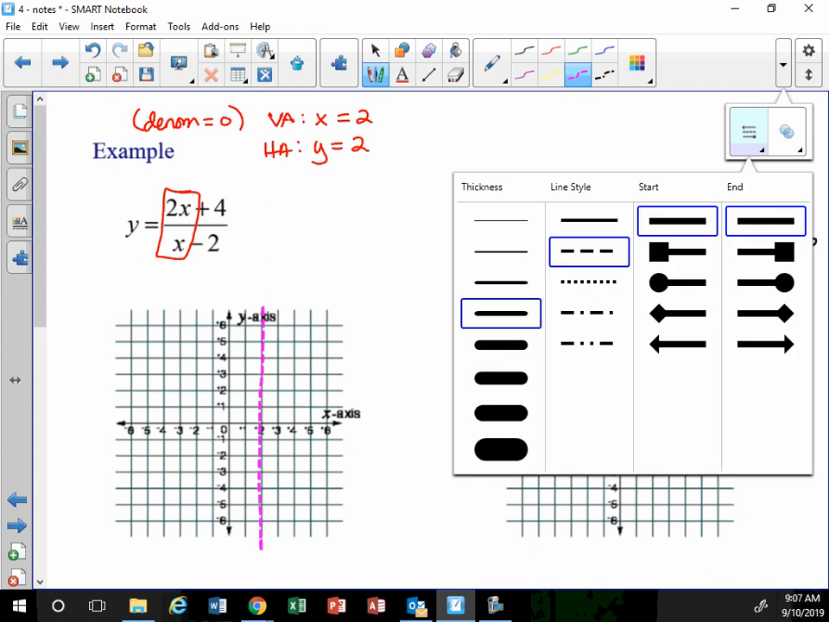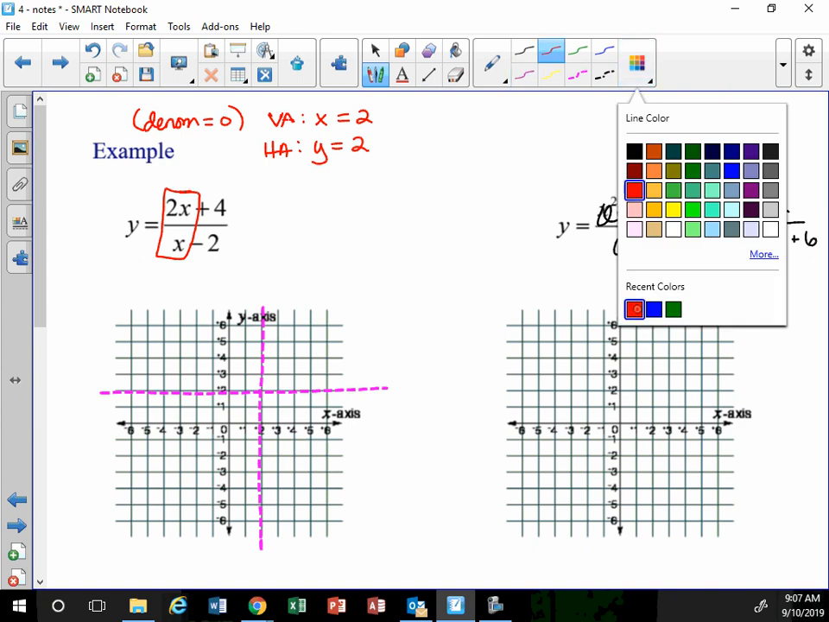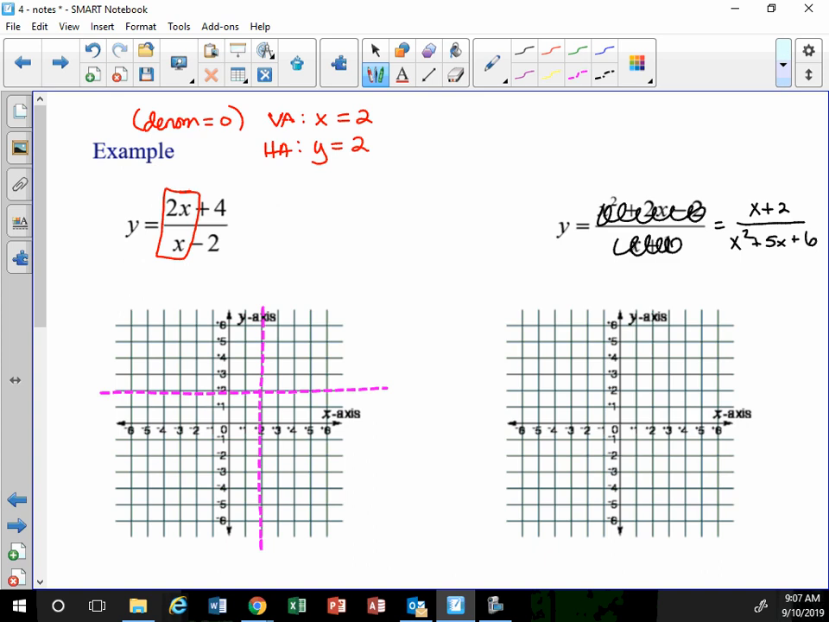So go ahead and sketch that guy. Okay. We didn't have any factors that canceled out, did we? Okay, so we don't have any holes. So let's look at our x and y intercept. So actually, I'm going to write balanced next to this guy.